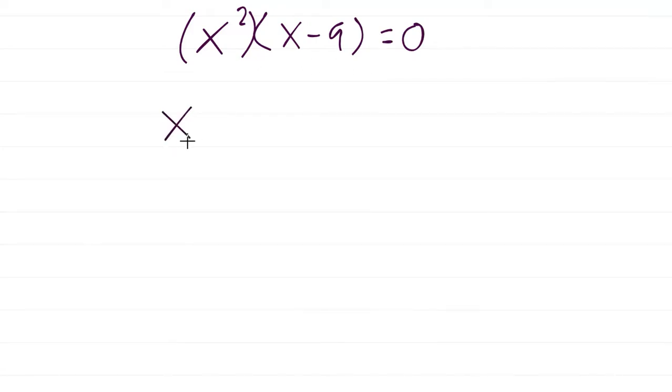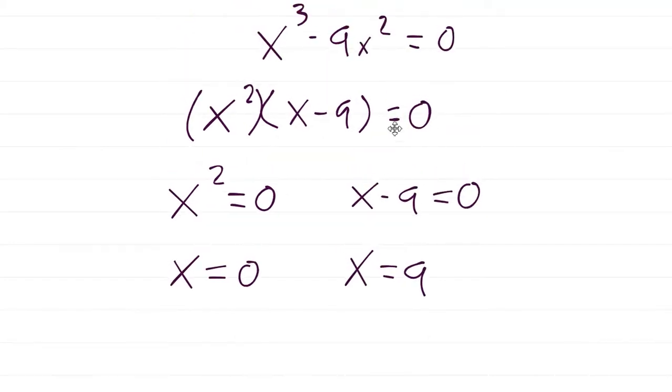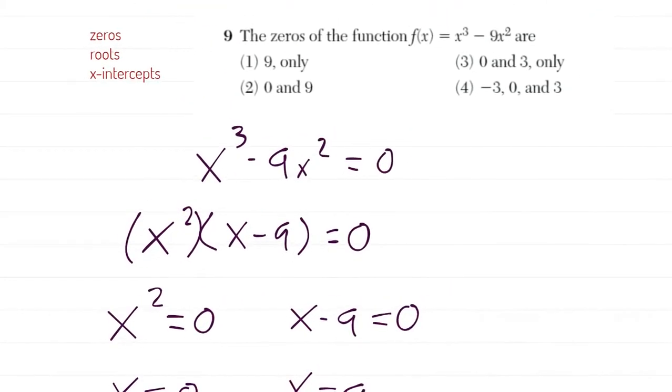We're doing the same thing here. Set x squared equal to 0. Set x minus 9 equal to 0. X squared equals 0, that's just 0, so x equals 0 for that. X minus 9, I would just add 9 to both sides, and I would get x equals 9. So let's double check up here and see which one of those makes sense. It looks like that would be number 2 for this one.